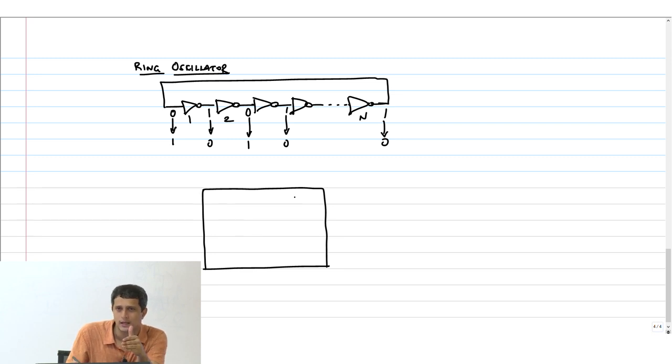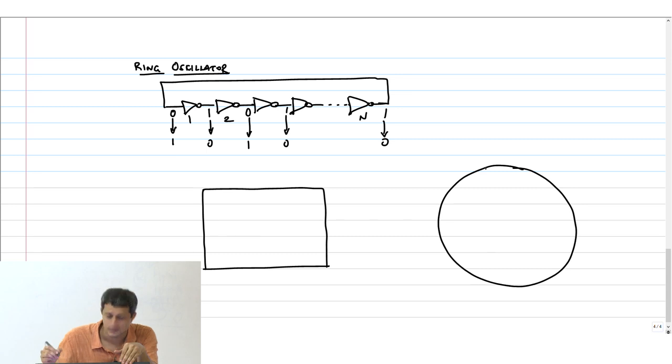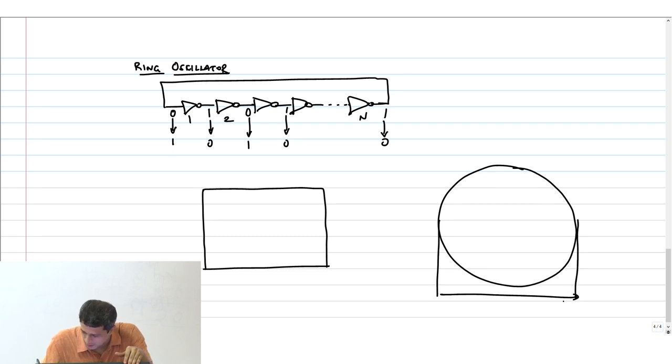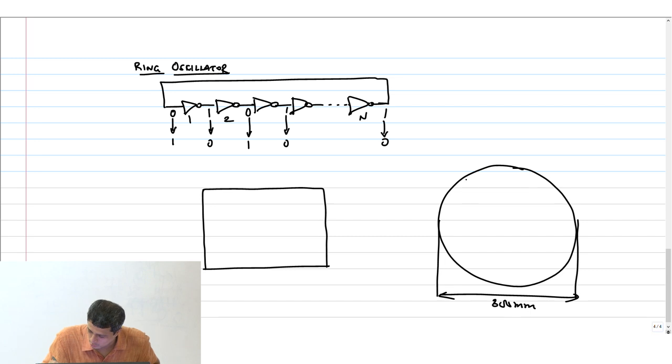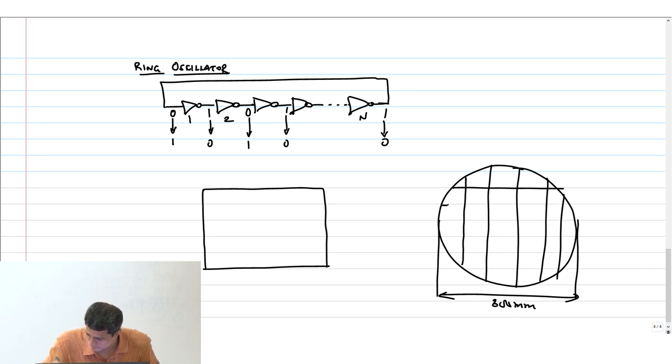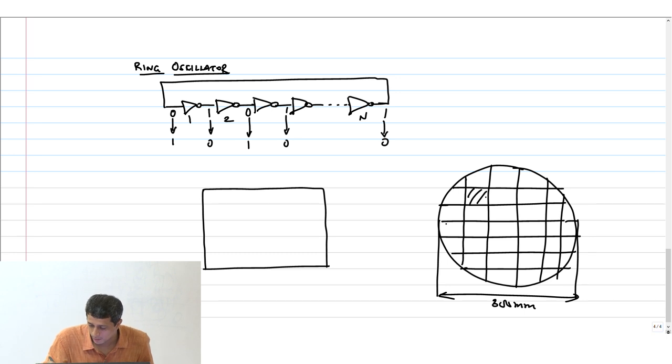So it can so happen that when I manufacture these chips, one after the other occur in a wafer. What is a wafer? A wafer is basically a circular thing where the diameter would be 300 mm. It's a huge silicon substrate. And on that, you're going to manufacture your chips like this. So each block here is basically a chip. So on a wafer, you could have many, many chips like this.